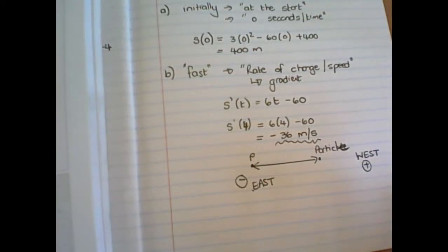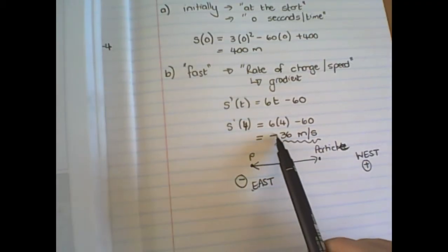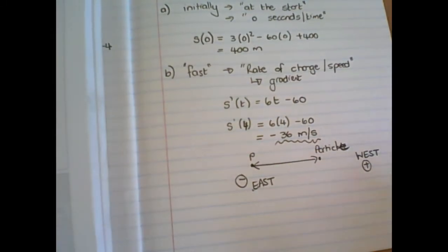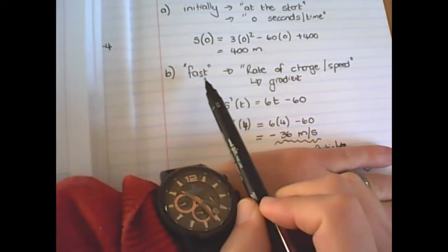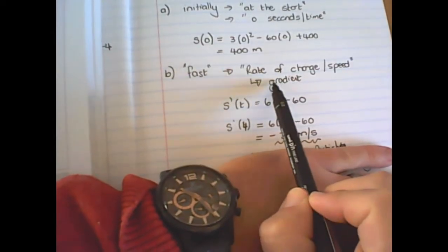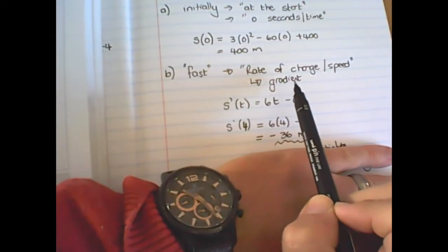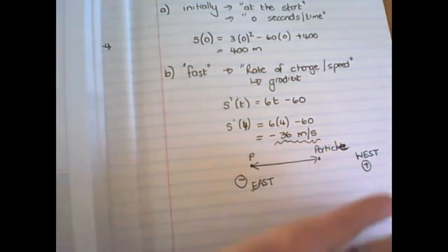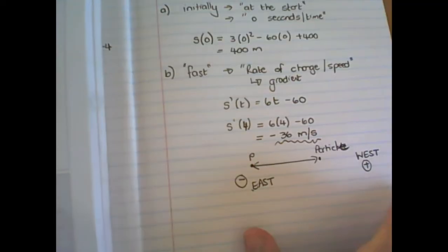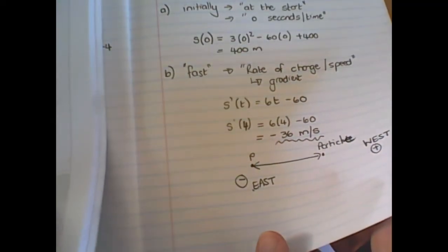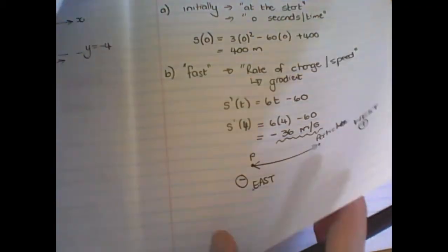Does that make sense to anyone? So the negative indicated there was some sort of turnaround point. Okay. But as long as you understand that fast means rate of change or speed, and we are going to use the gradient for that, because the gradient is the rate of change right at the start. Okay. Now we're going to continue.